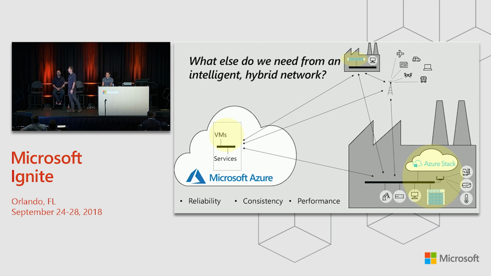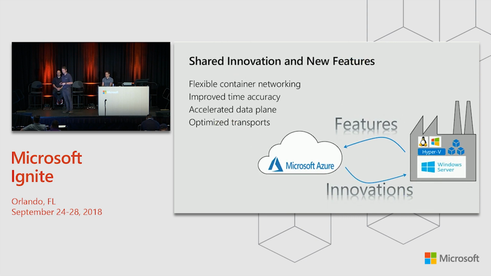So what else do we need from this intelligent hybrid network to connect the pieces from the intelligent cloud to the intelligent edge? We need some basic principles like reliability. We need to make sure that our connections are stable, won't go down, that we have consistent performance. We have consistency in the way things work, in the user experiences that we expect our users to have both on-premise and in Azure, and also from a performance perspective. They get the same performance benefits on-premise and in Azure. So those are some of the key principles that we're working with when we're introducing these hybrid network connectivity features.